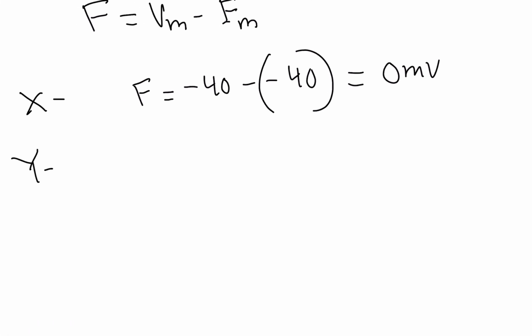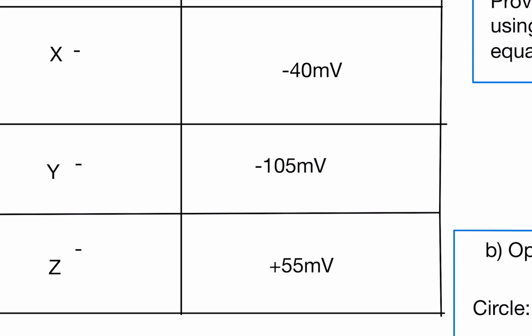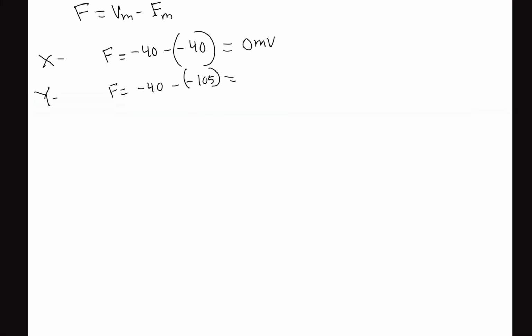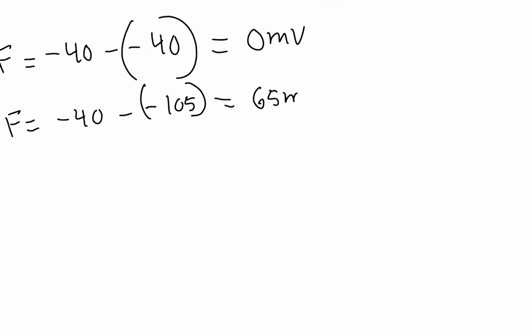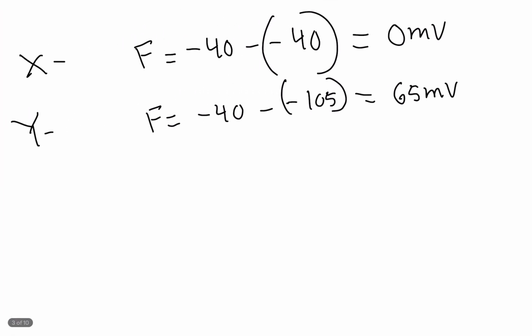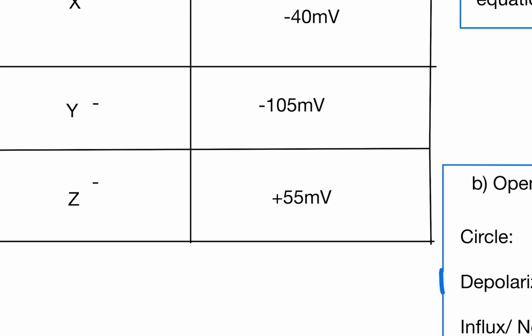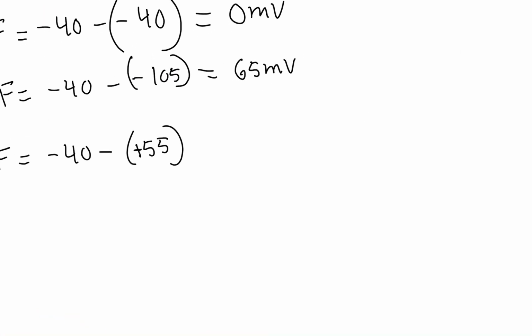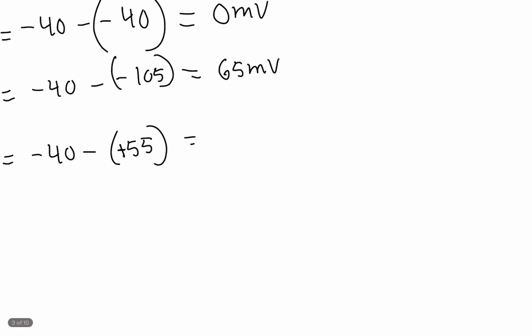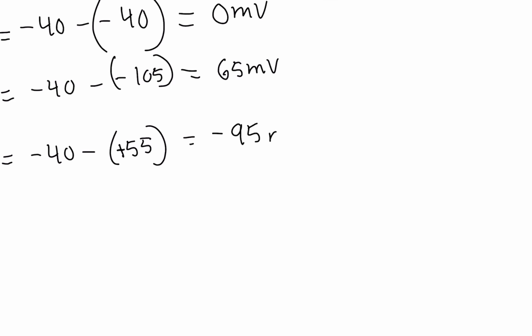Why? For Y, force equals negative 40 minus, like, 105 because it's negatively charged. It's negative 105. This equals 65 millivolts. All right, let's do Z. Force equals negative 40 minus 55. It's positive, right? Positive 55. That's Z. This equals negative 95 millivolts.